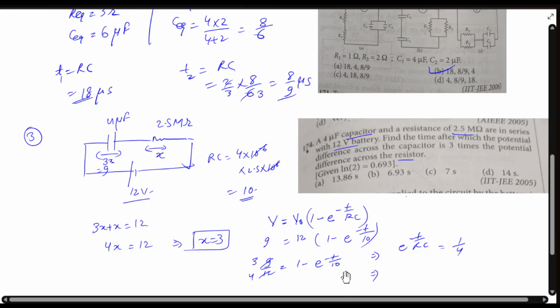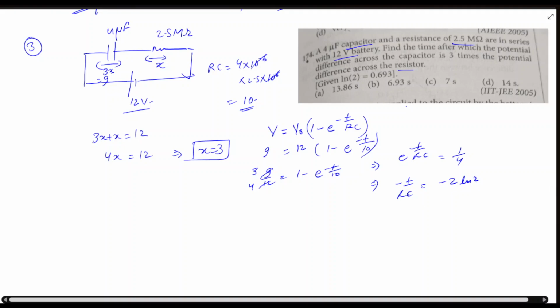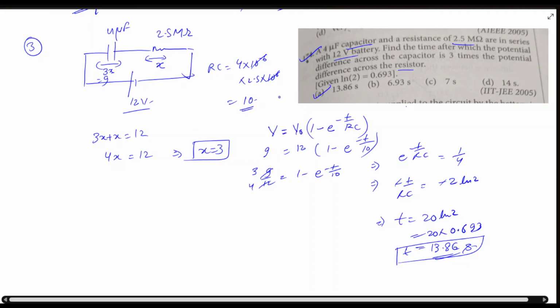So let's take natural log both sides. So it will be minus t by RC equals minus 2 ln2. Yes, ln4 to the power minus 1. So it will be minus 2 ln2. Negative will get cancelled and t will be 20 ln2. So 20 into 0.693. So it will be 6.93 into 2. So 13.86 seconds will be the answer. Okay. So A will be the answer. Right? Quite interesting. Let's move on to our fourth question.